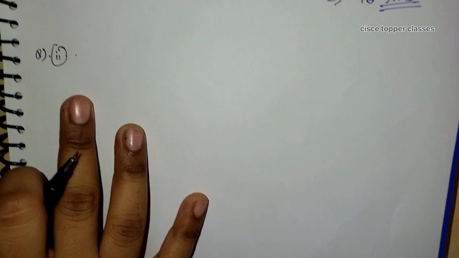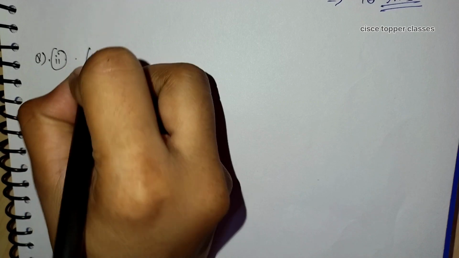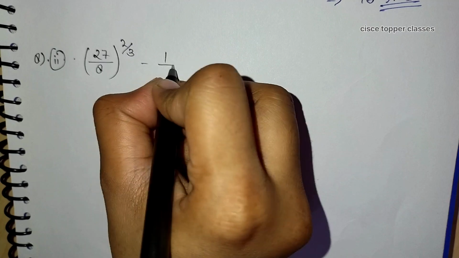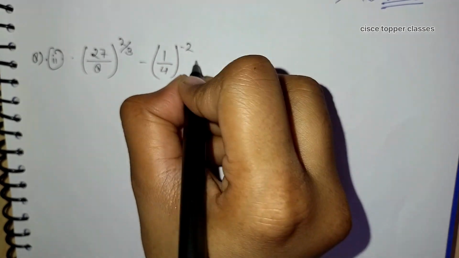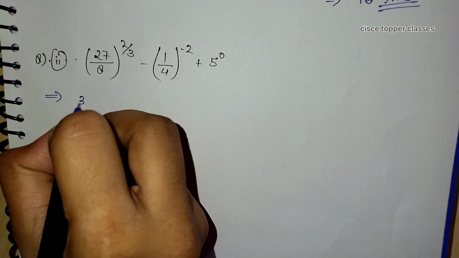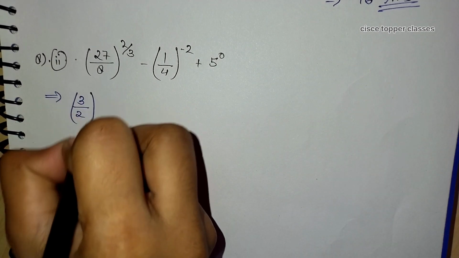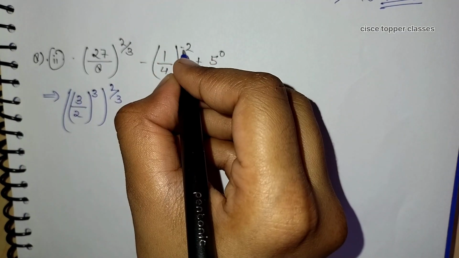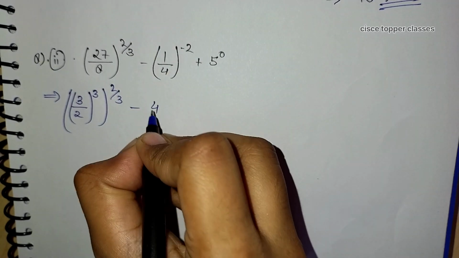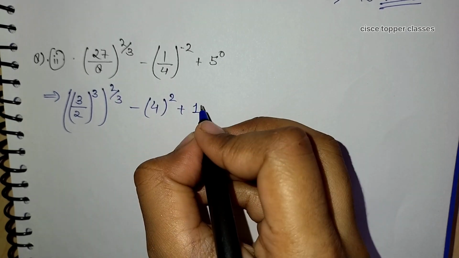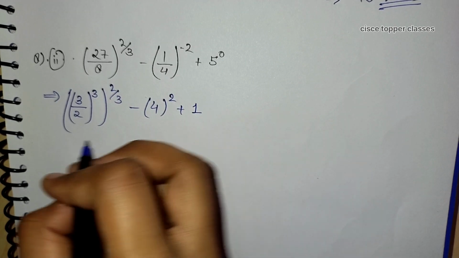Now let us solve 8 second part here, which is on solving, it is 27 divided by 8 to the power 2 by 3 minus 1 by 4 the whole power minus 2 plus 5 to the power 0. Now we can simply write it as 3 divided by 2 the whole cube, and here also 2 by 3. We can take reciprocal to remove minus from here, so it will be 4 to the power 4 square plus 5 to the power 0 is equal to 1, because any number power 0 is equal to 1 only.